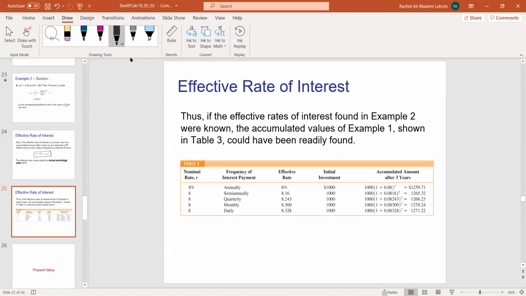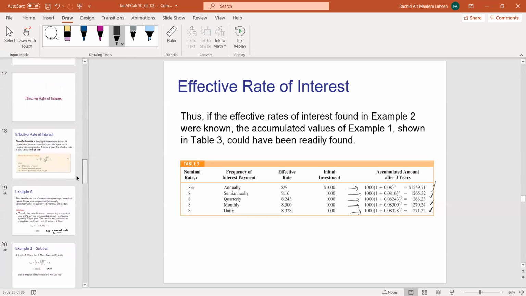So annually, it's the same, 8%. If it's semi-annually, it's 8.16%. And the other numbers, right? The 8.3% and 8.328%, and we're getting the same exact numbers. So here you have two ways of figuring out this thing. And that's the purpose of this, to understand the different ways.